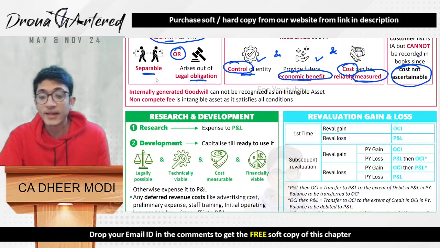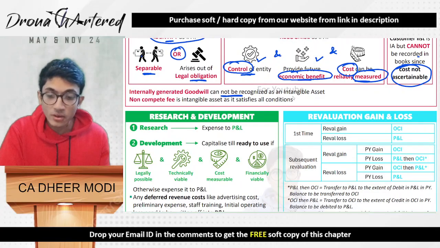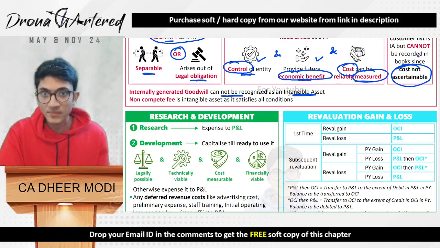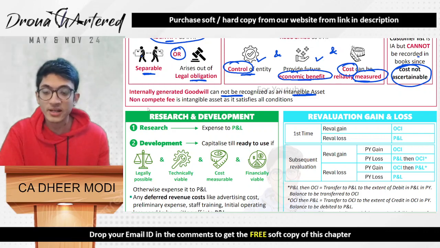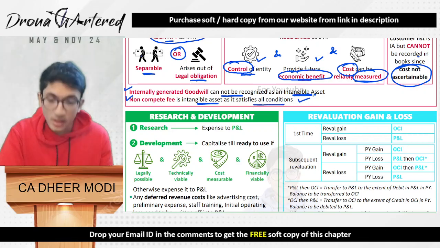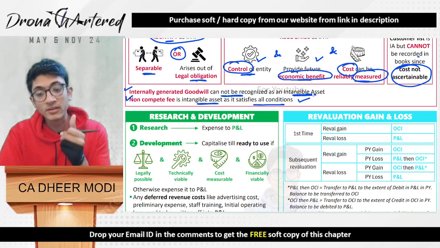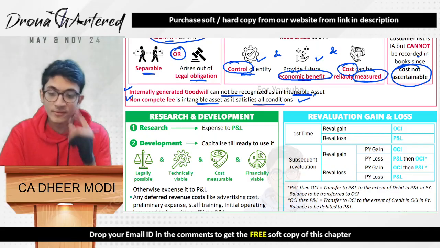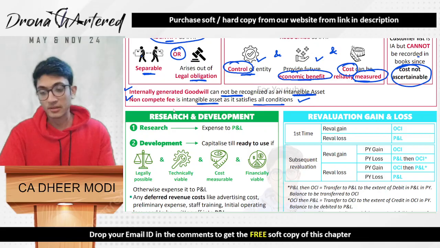Next, any internally generated goodwill cannot be recognized as an intangible asset. Only purchased goodwill can be recognized. Internally generated goodwill is not an intangible asset. Any non-compete fee that you pay is an intangible asset as it satisfies all conditions. Cost can also be measured, it provides future economic benefits and it is in the control of the entity. However, goodwill is not an intangible asset.